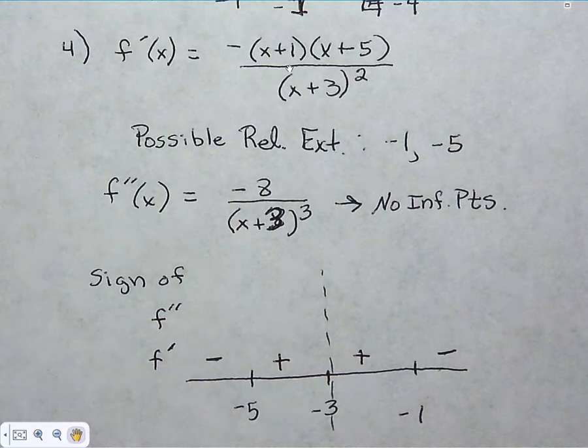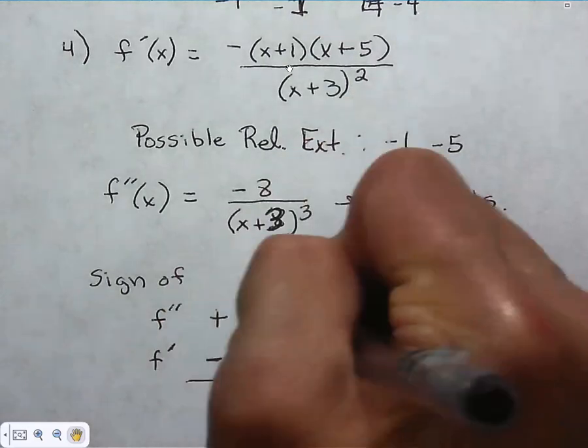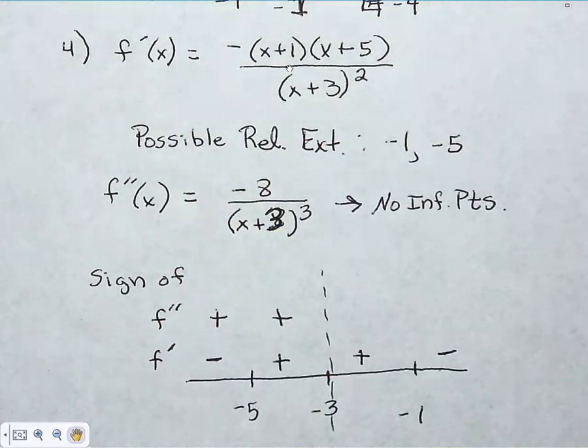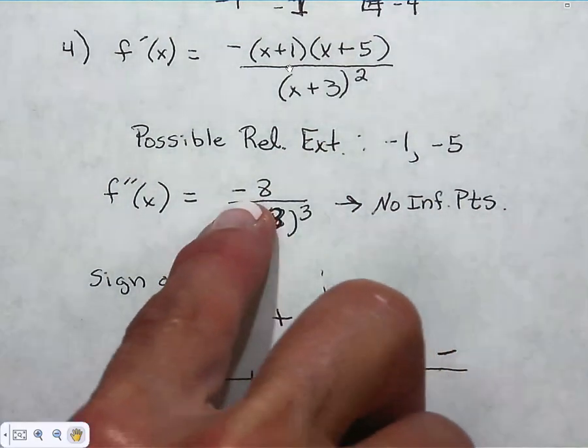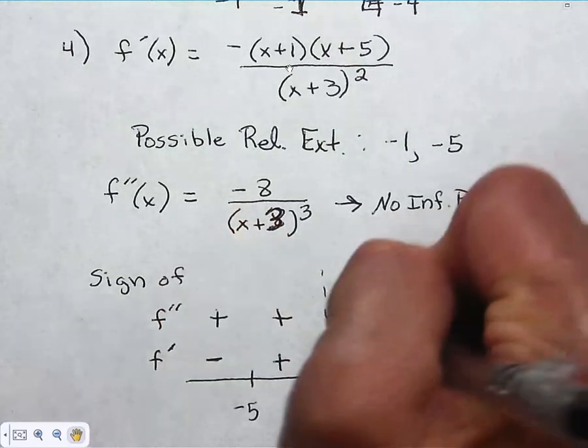Let's do the same thing for the second derivative. I really don't have to use 4 test points here. I can see that the second derivative is only going to change signs where? At -3. And so if I put in, I could use the -5 if I wanted to. If I put in a -5, I'd have a negative over a negative would give me a positive. That means positive both sides there. And then what if I put in a -2? I'd have a negative over a positive is a negative.